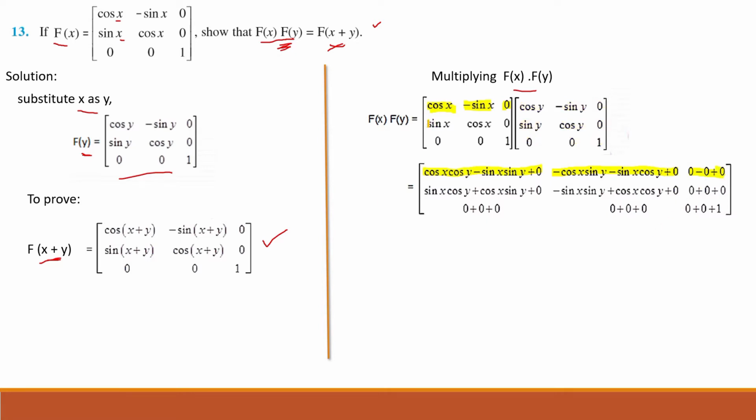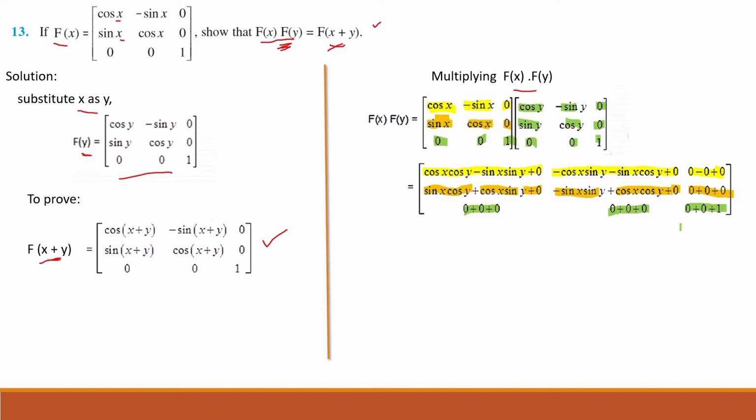Moving to the second row, sin x into cos y plus cos x into sin y plus 0 into 0, which is 0. And for second row, second column, sin x into minus sin y plus cos x into cos y. And for third row, first column, 0 into cos y plus 0 into sin y plus 0 into 1, which is again 0. And for the second column element also it will be 0 plus 0 plus 0. And for the last and final element, 0 into 0 is 0, 0 into 0 is again 0, and 1 into 1 it is plus 1. So this is our matrix multiplication, guys.